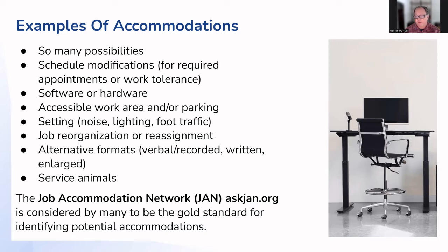If only there was an encyclopedia of all this information and all these possibilities. And guess what there is? It's called the Job Accommodations Network, or JAN, askjan.org, and it's considered by many to be the gold standard for identifying potential accommodations. This site is just a gold mine of information for everybody, people with disabilities, people without disabilities, you name it. You will be amazed by the kind of information and the things that you can learn on this website.